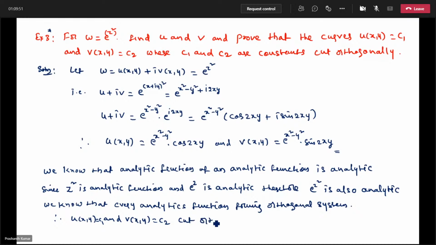Here we are only finding u and v, but using this, w is equal to e to the power of z square. Nothing else I am writing. Just simply I am taking the function and showing it by the property. Therefore, the properties are very important.